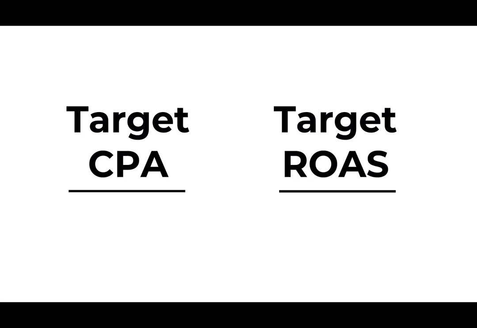Target CPA and Target ROAS are two of the automated bidding strategies in Google Ads. But what do I mean when I say automated bidding strategy? Let's first review what bidding strategy in Google Ads means.